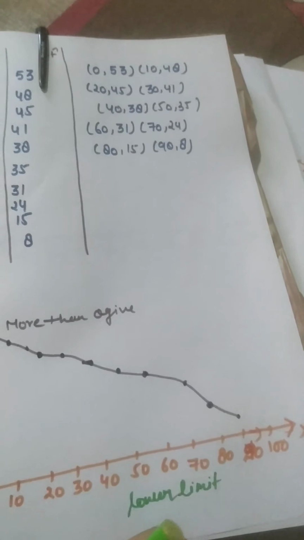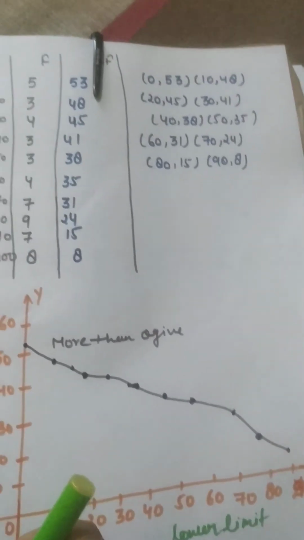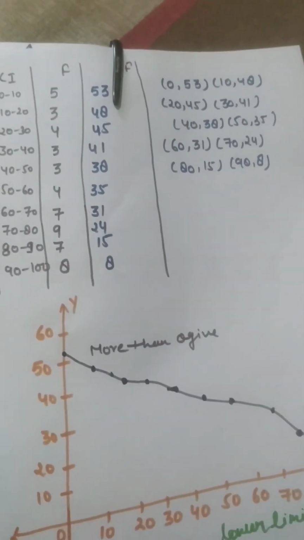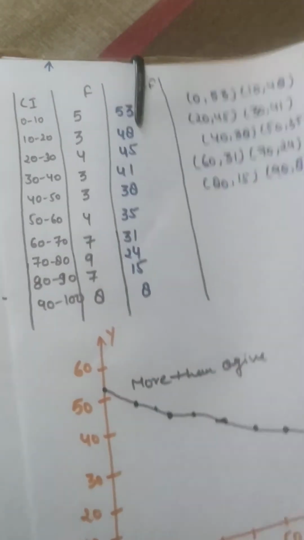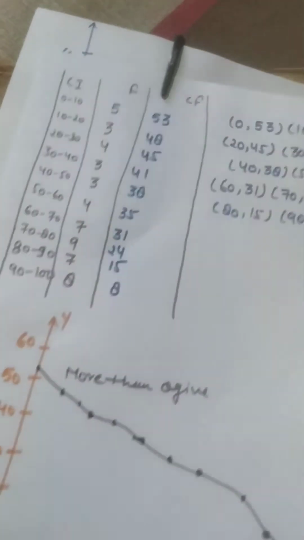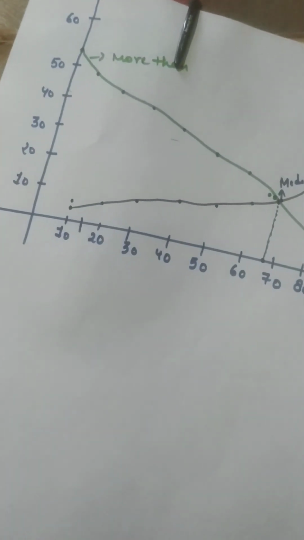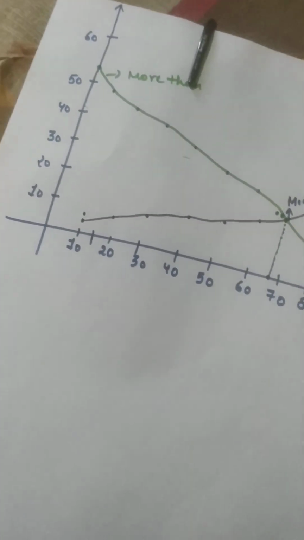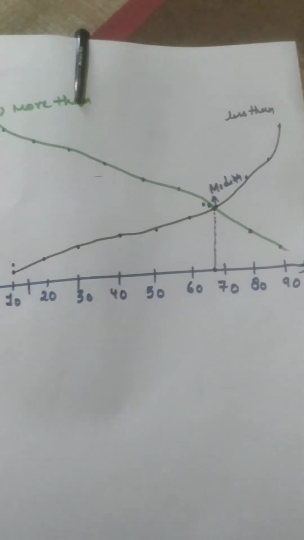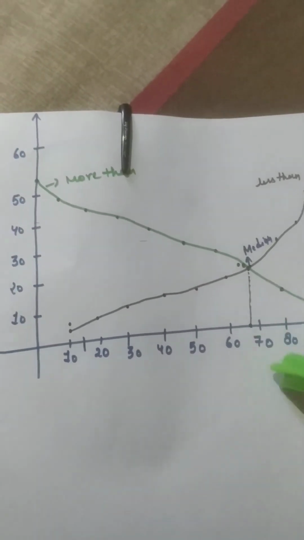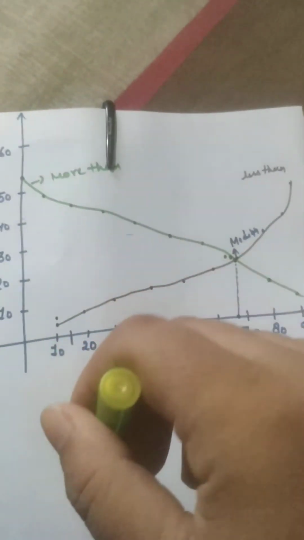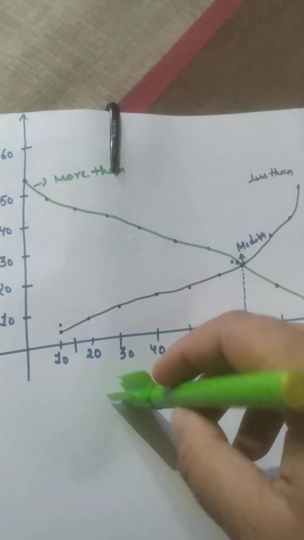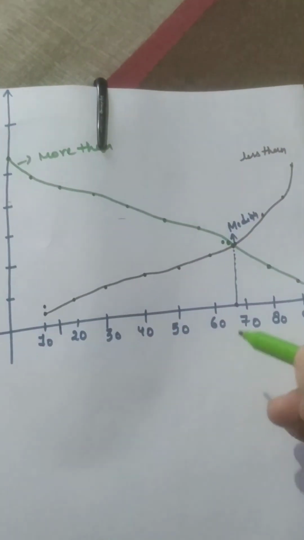Okay. Now sometimes they will ask you to make the more than type ogive and the less than type ogive and find the median. So how will we find the median when we are making the graphs? I have made the graph here. You look at here. Less than type and more than type. I have made both graphs in one graph. That one is the less than type and that one is the more than type. Where will the less than type and more than type graphs intersect, at which point?